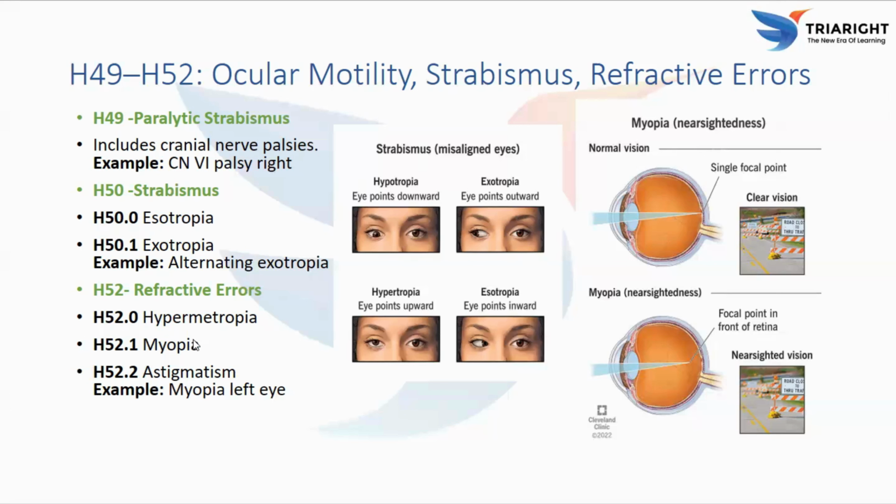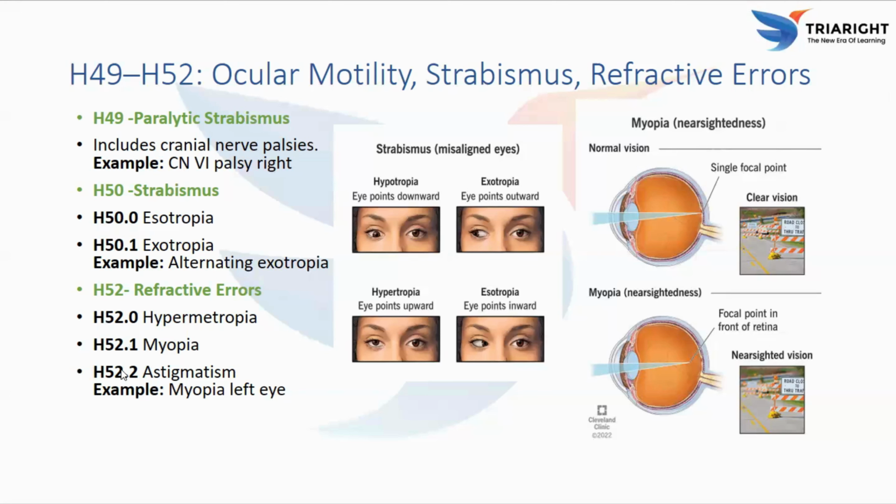So H52 is for refractive errors. So what are refractive errors? These refractive errors occur whenever the light does not focus exactly on the retina, which results in blurred vision. So what are the subcodes? H52.0 for hypermetropia, which is far-sightedness.